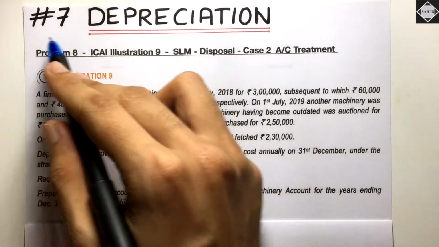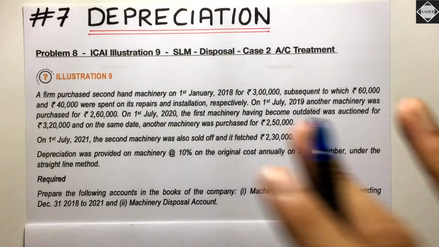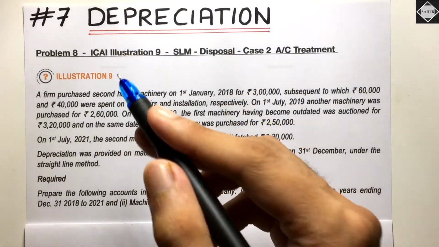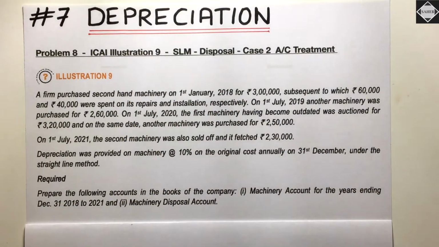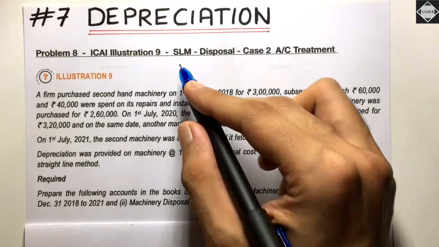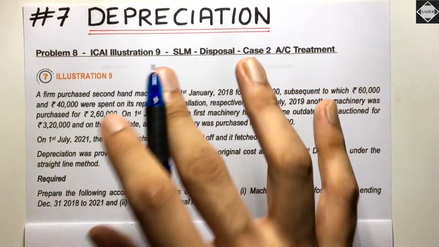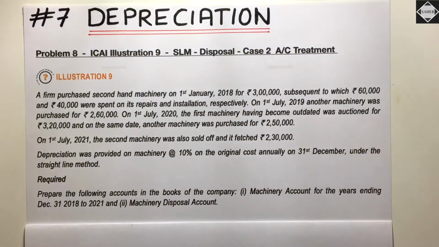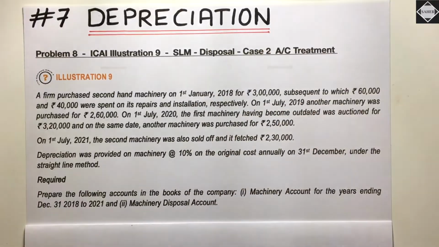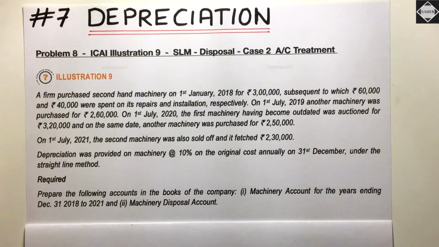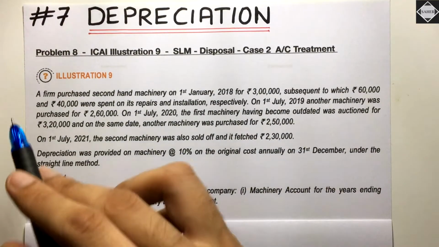Today in the 7th video of the depreciation chapter, we are going to solve our 8th problem, which is actually illustration 9 from the ICAI study material. Here the method is the straight line method, and we are also selling a tangible fixed asset in this question. There is a disposal, basically. It's really simple, don't worry. Let's see how this question will be solved. Fine, let's begin. See the question over here.